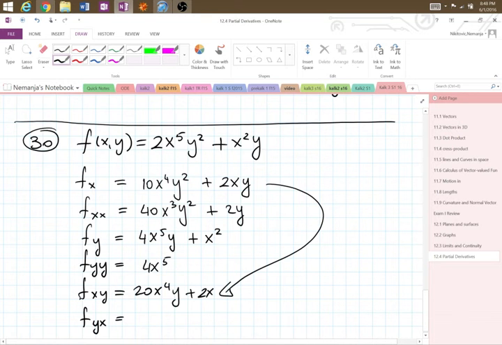Now we're going to go to the second one. Do this partial derivative here off of the partial of y. So please note this over here is partial of y. And then you need to take the derivative with respect to x off of the partial y you already did. So we're looking at the partial y and taking the derivative with respect to x, which gives us 20x to the 4 y plus the derivative of 2xy with respect to x, which is 2x.